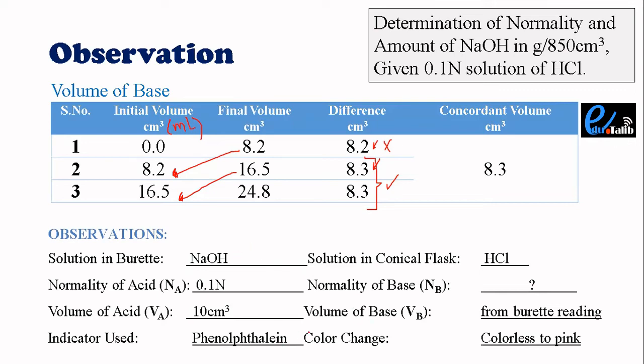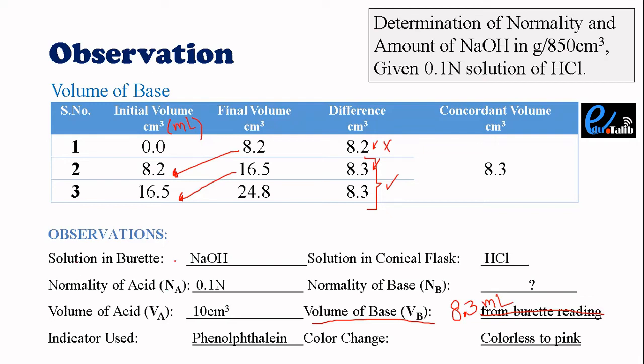Let's take this one. The volume of base, that is VB, and as we know, the volume of base means the volume of NaOH. From the burette reading, every time you have to write the burette reading here. In this case, the observation column shows 8.3 ml. So you have to write 8.3 ml here.